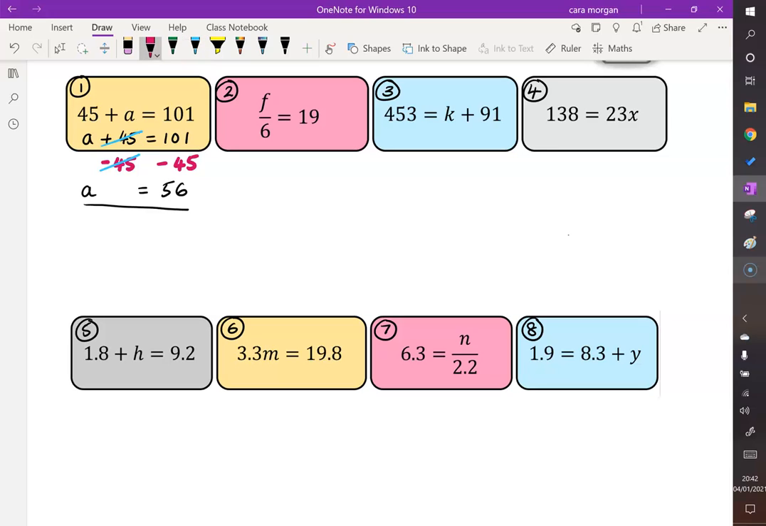On the next question, I've got f being divided by 6. Well, I want to do the inverse operation to both sides.